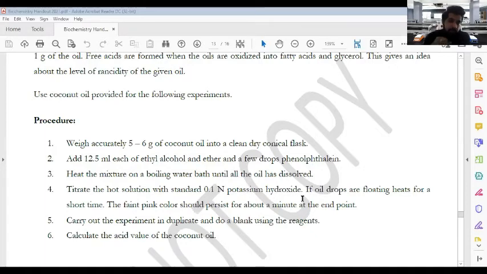Okay, then at the end point, you must have obtained a persistent pink color for at least about 1 minute. And as our demonstrator explained, you should never do vigorous shaking. If you shake vigorously in this titration, atmospheric carbon dioxide can dissolve and form carbonic acid. When carbonic acid forms, some amount of potassium hydroxide is consumed for that. Therefore, we never shake vigorously.